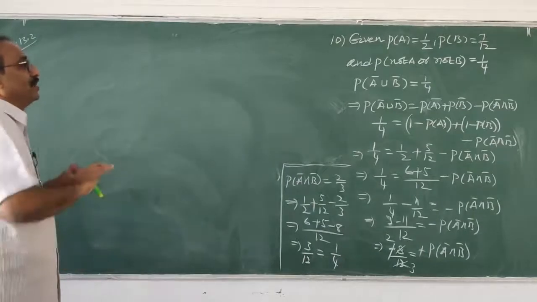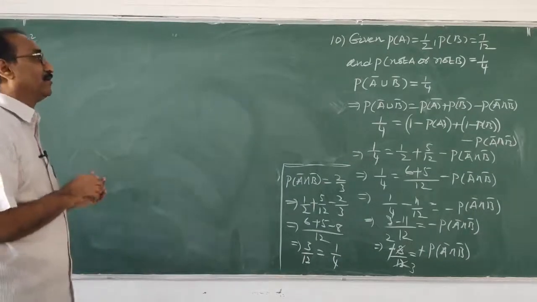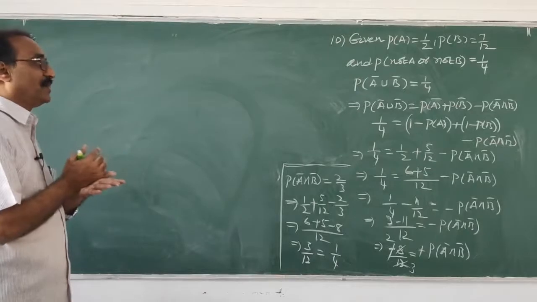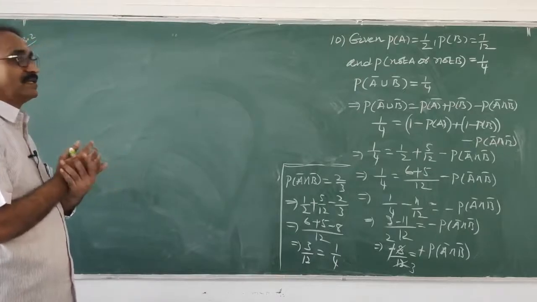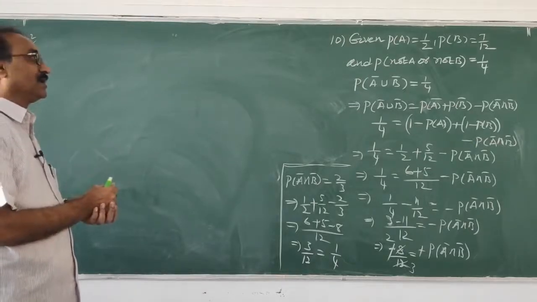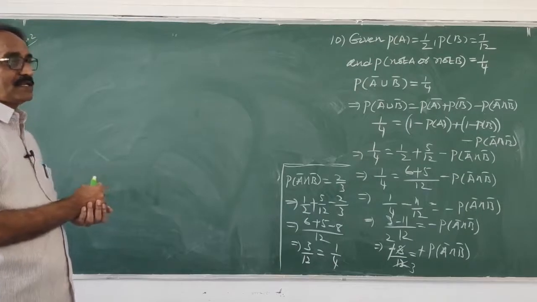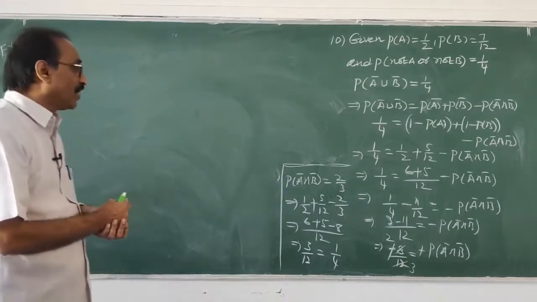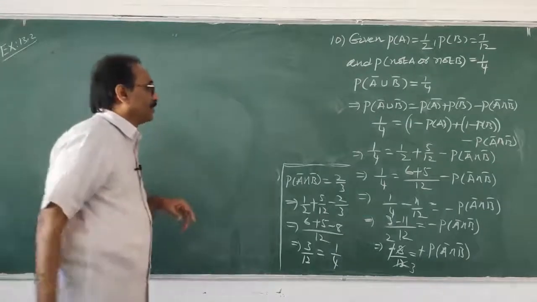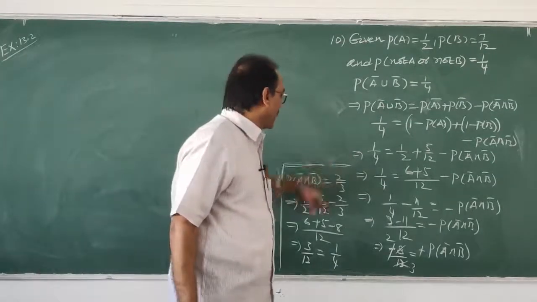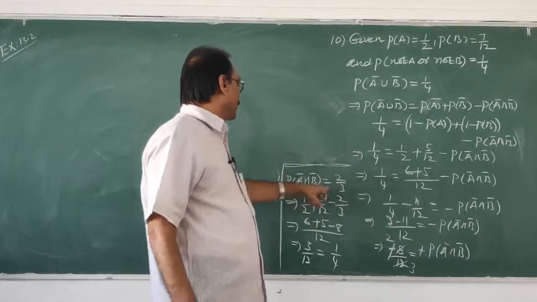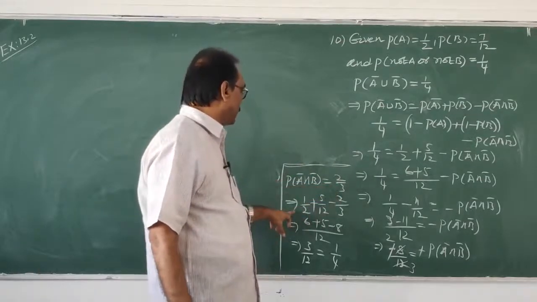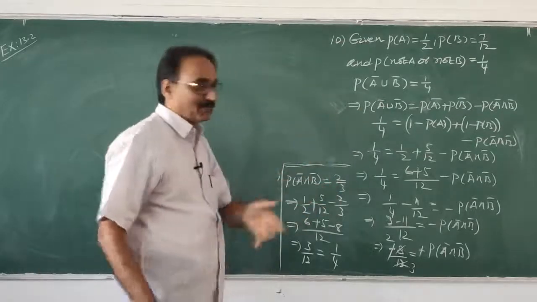So finally we should be able to say that P of A into P of B is equal to P of A intersection B. Correct or not? So P of A bar union B bar, how much did we get? You tell me. 1 by 4. So now finally P of A bar intersection B bar, how much did we get? 2 by 3. What did we do here?